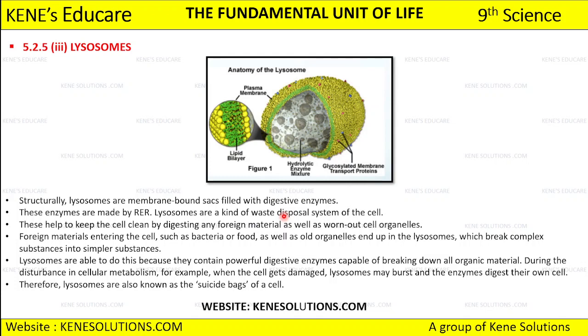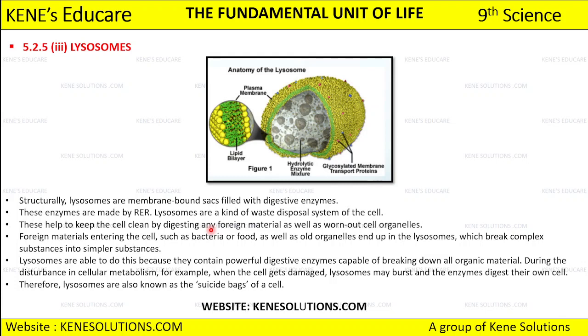Whatever waste the cell has is going to get eliminated through the lysosomes, and that is why we call this the waste disposal system of the cell. The lysosomes help to keep the cell clean by digesting any foreign material as well as worn out cell organelles. Whatever worn out cell organelles are present inside the cell, or whatever foreign material has entered, who is going to help in clearing all this, keeping the cell clean by digesting this foreign material and worn out organelles? Lysosomes are the ones who help the cell in this.